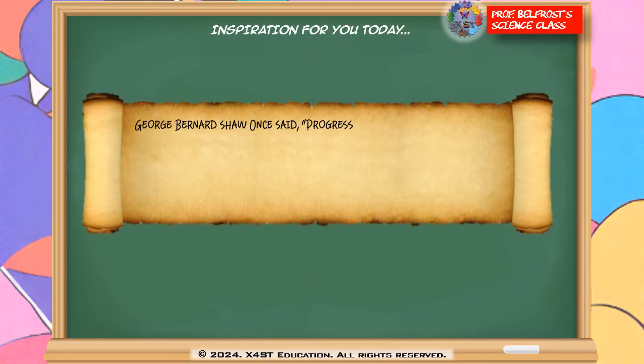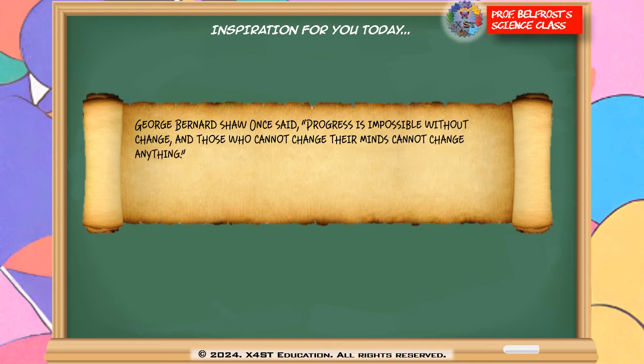So we are done with our discussion, and here is a little quote for you. George Bernard Shaw once said, "Progress is impossible without change, and those who cannot change their minds cannot change anything." So always be prepared for any change in your life. Adapt to it and start a new thing every day. Learn new things. Start adjusting yourself to be better and better, because that's what is needed in this competitive world.